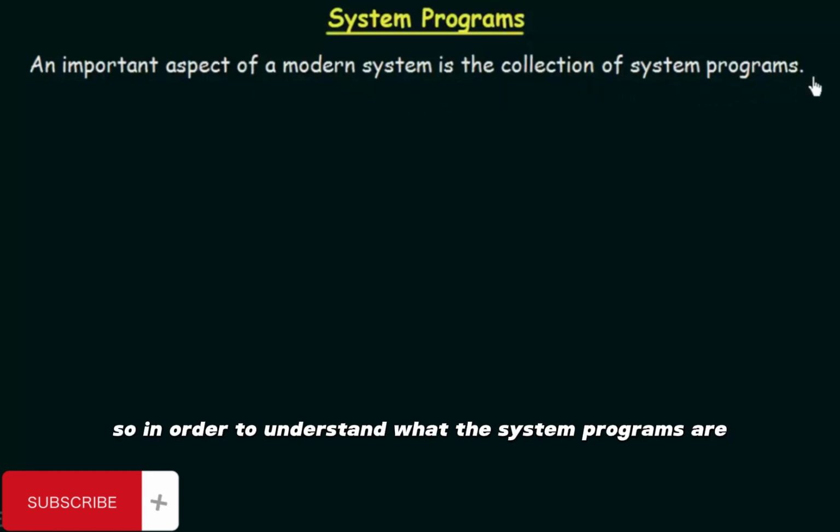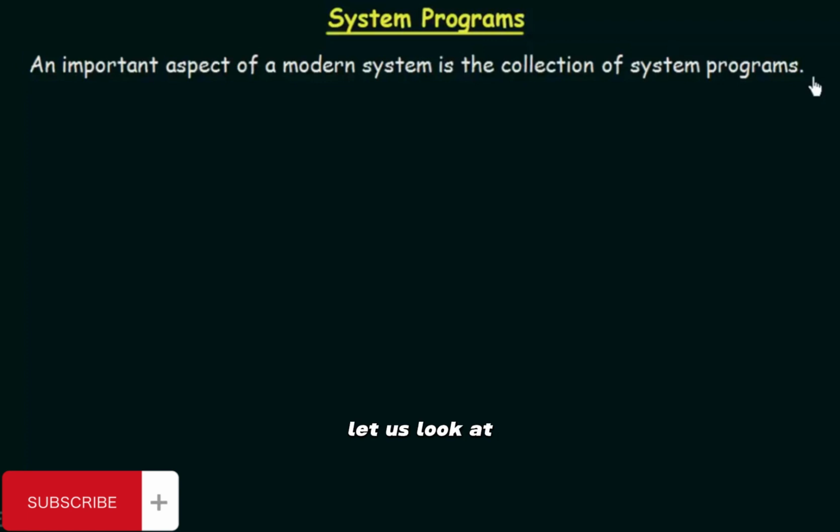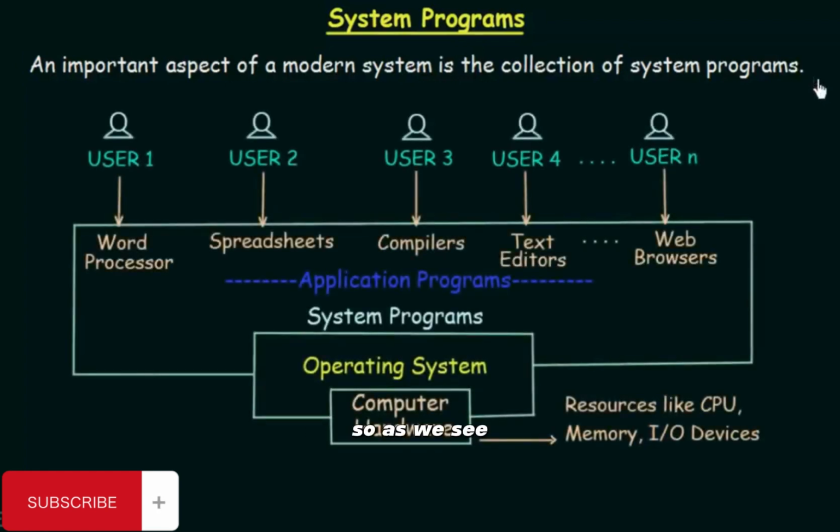So in order to understand what the system programs are, and where the system programs reside in our computer system hierarchy, let us look at the diagram of our computer system hierarchy that we discussed in the very first lecture of this lecture series.